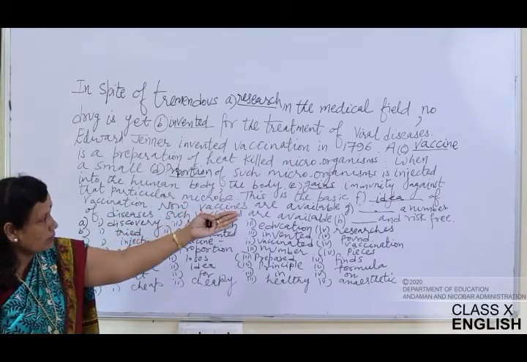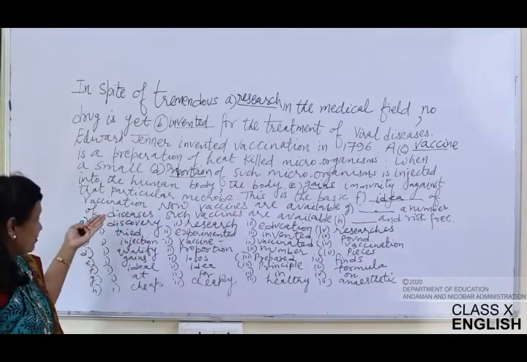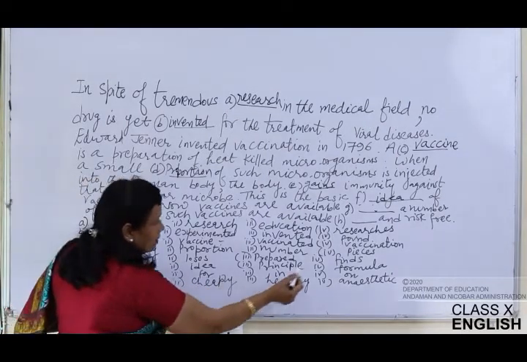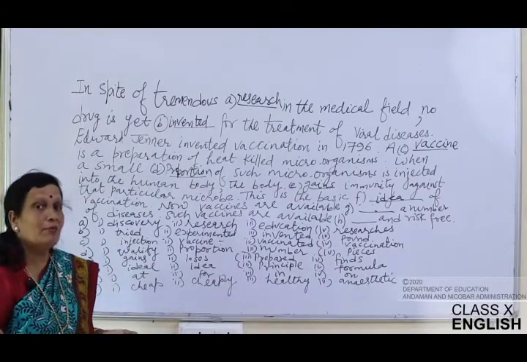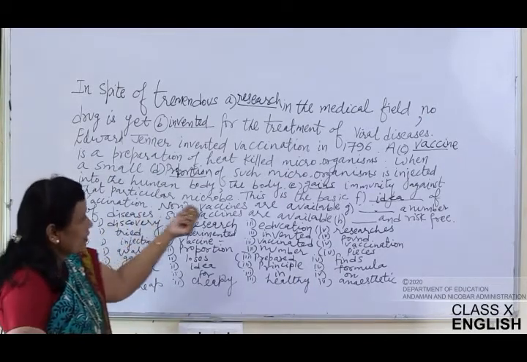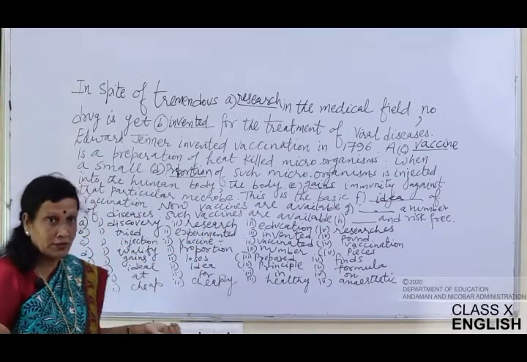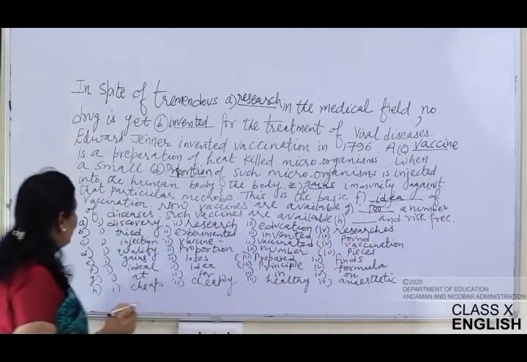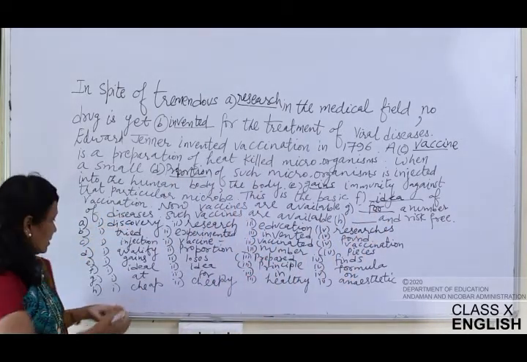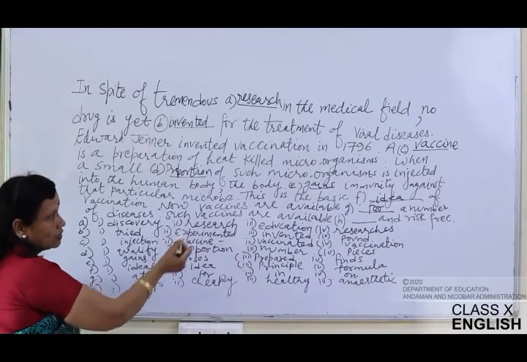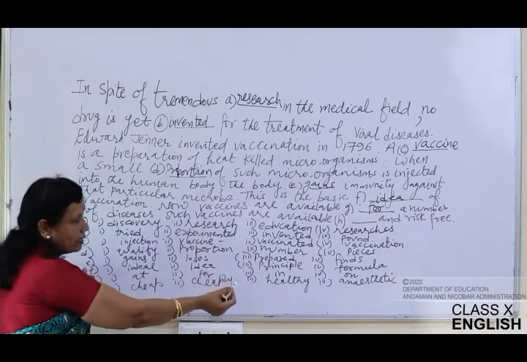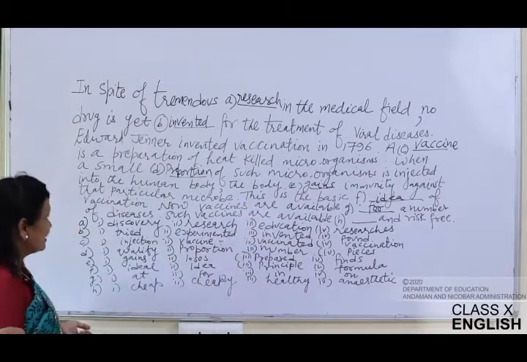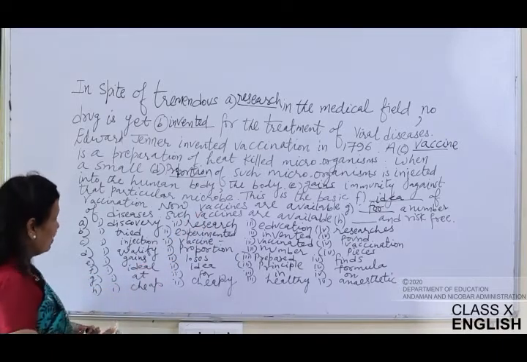Now vaccines are available blank a number of diseases. Let us look at option G: at, for, in, on. Here again we have prepositions. Vaccines are available for what? It is very clear that it is for a number of diseases. It is not available at a number, not available in or on. It will be available for a number of diseases.